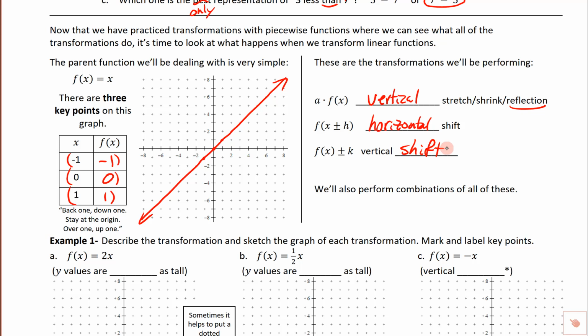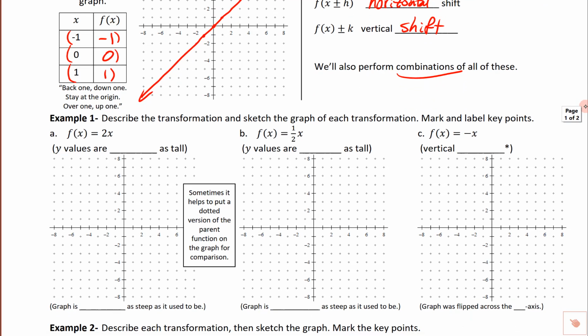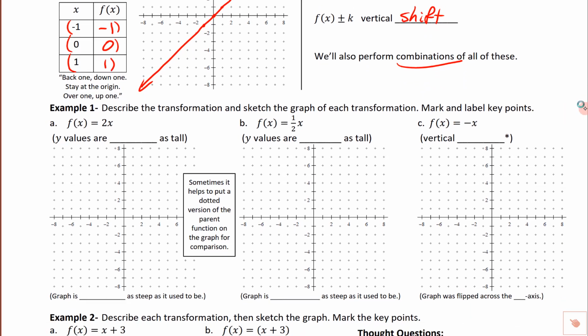So we're only going to deal with those 3. Those are the most common ones. They're the basic ones. They're also the easiest ones to do. Now, we may do a combination of these, so keep that in mind. But we're going to come down here and take a look, and it says describe the transformation, sketch the graph of each transformation, mark and label key points.